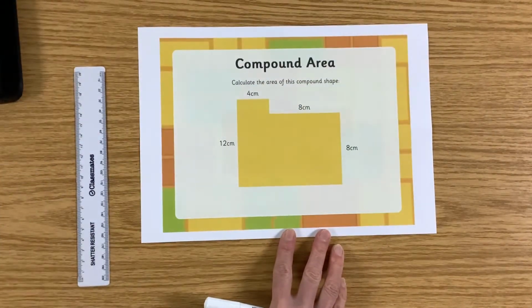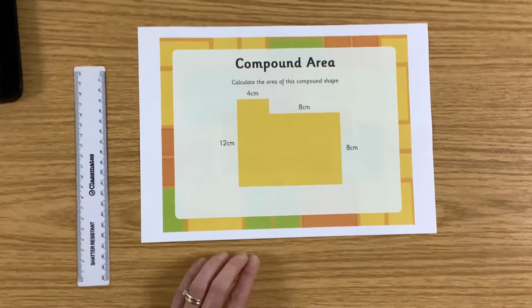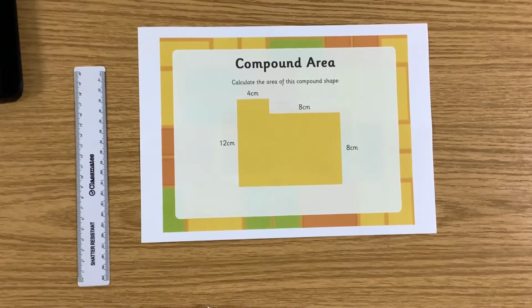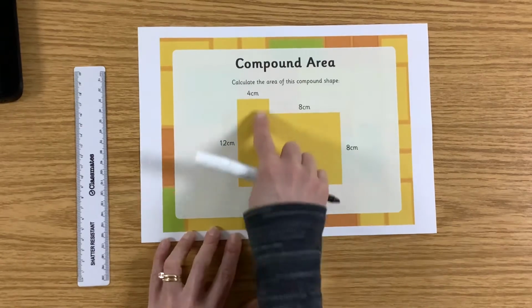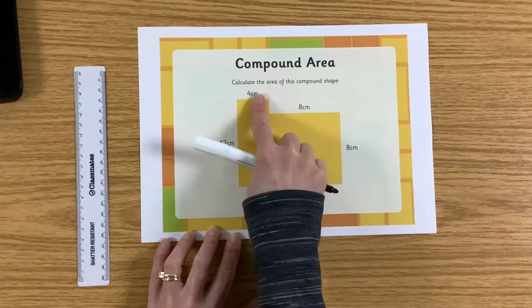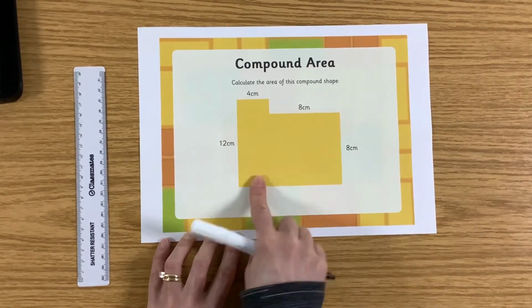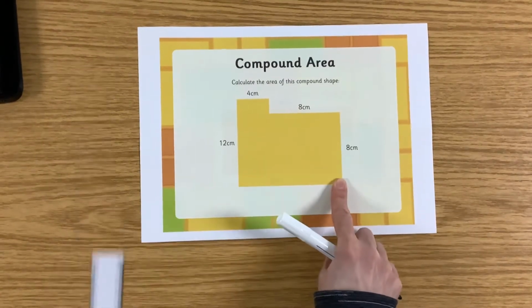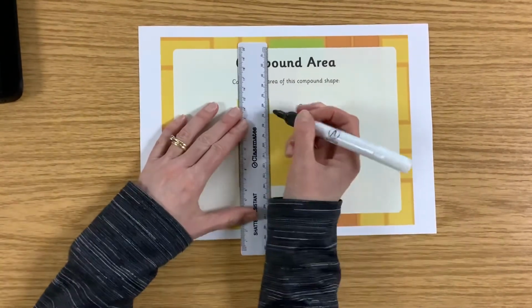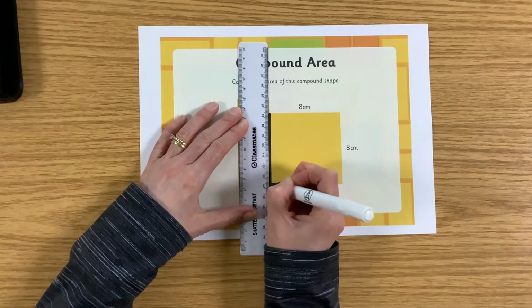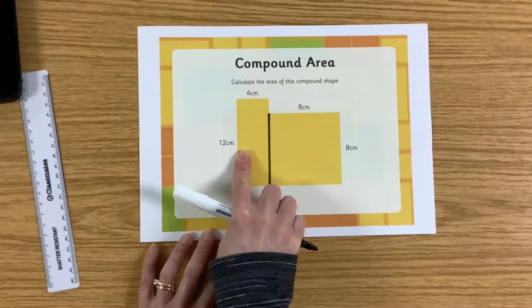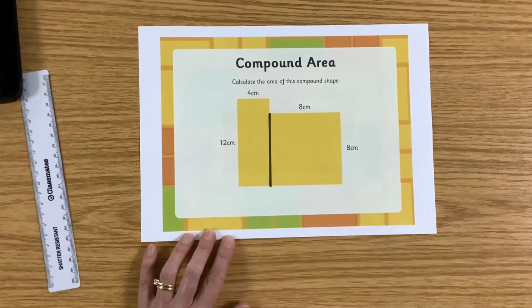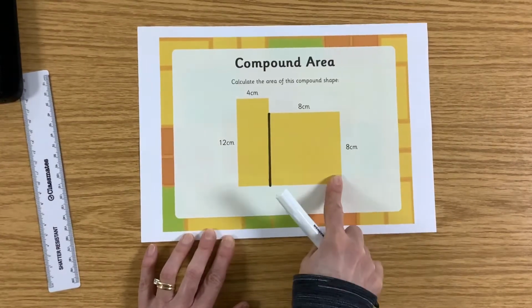Let's have a go at this one. So in this shape, how will I split this shape up? Well, I can see I've got 4 centimetres, and then this bit going down is 12, and then I've got 8 by 8. So I think I will split this shape here. So I've got my rectangle here, and then this one's going to be a square, isn't it? Because it's 8 by 8.